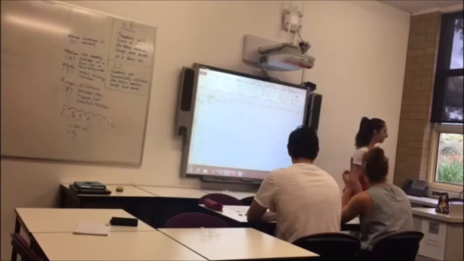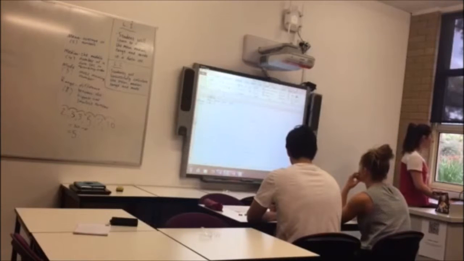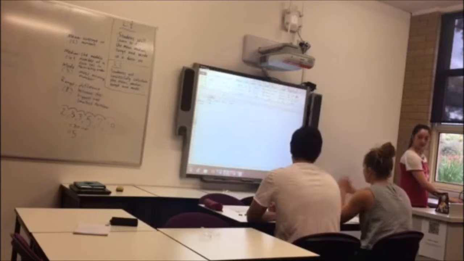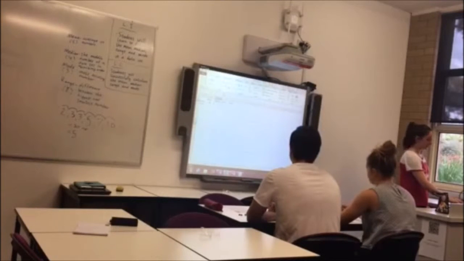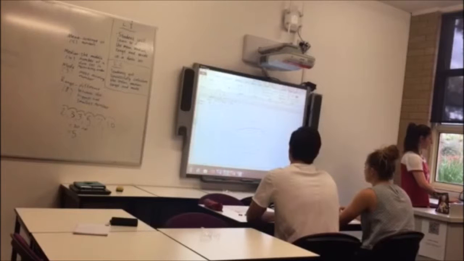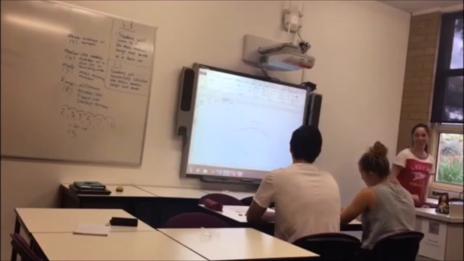So once we've done that, in turns, Megan, you start. Just tell me what you got for the mean. Four. What did you get for the median? Five. What did you get for the mode? Five. And the range? Three. And David, what did you get for your mean? Four. Median? Four. Mode? Four. Range? Five. Oh, that's solid.